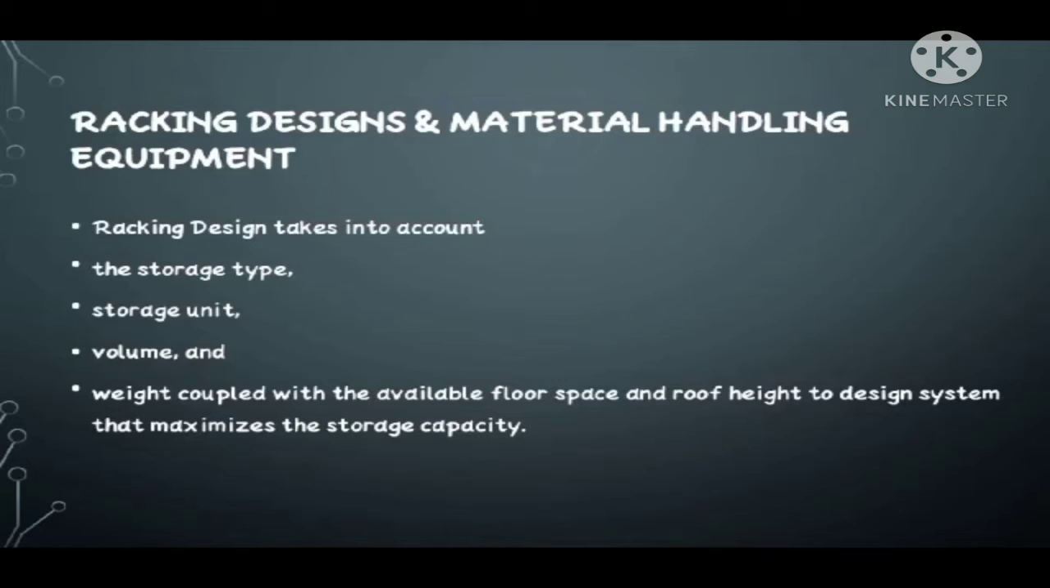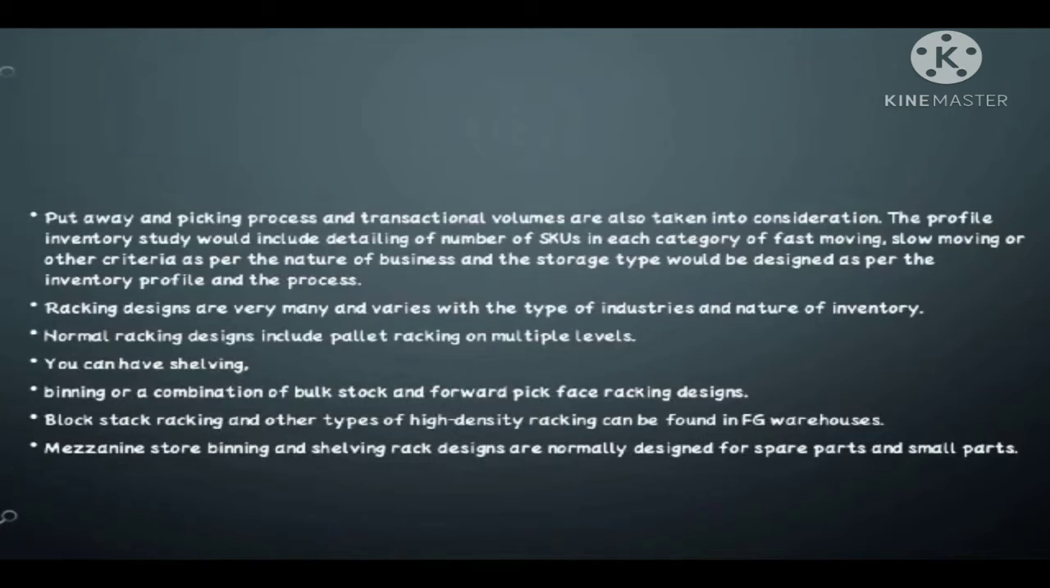First is the racking design. It takes into account the storage type, storage unit, volume, and weight, coupled with the available floor space and roof height, to design a system that maximizes the storage capacity. Put-away and picking process and transaction volumes are also taken into consideration. The profile inventory study will include detailing of the number of SKUs in each category, fast-moving, slow-moving, or other criteria as per the nature of business, and the storage type would be designed as per the inventory profile and the process.